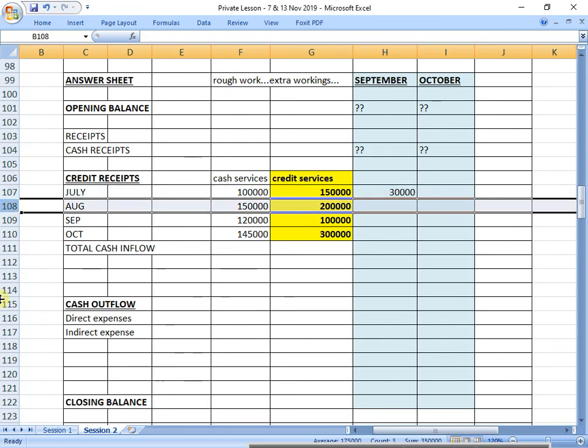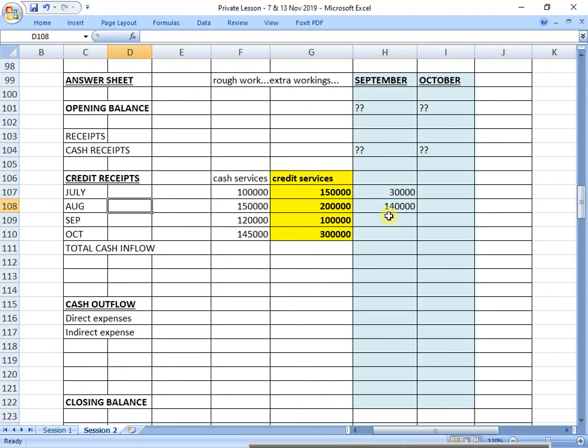Talk to me about this one. Tell me what's happening. August. Yes. Line August. How much did you sell on credit? 200,000. Tell me how you're going to collect it. $200,000 times 70%. When? In September. Correct. The question said 70% in the month following the sale. So if I sell in August, when do I collect? In September. 70% of this is correct. There you go. These things carry marks, so you'd be getting marked as you go.